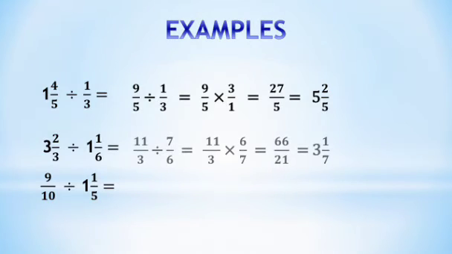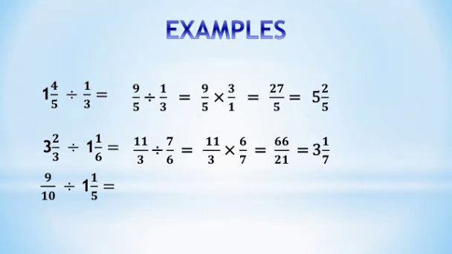Let's begin with our second example. Here, the mixed fraction is 2 upon 3. After changing it to an improper fraction, it becomes 11 upon 3. Now, to solve this division, we will take the reciprocal of 7 upon 6 and change the division symbol into multiplication.